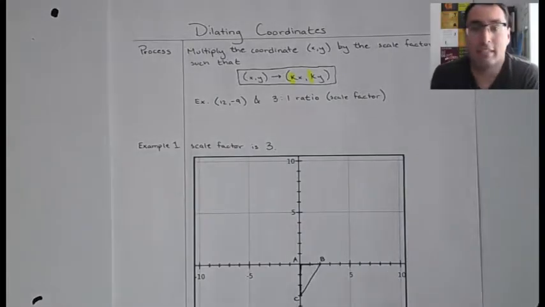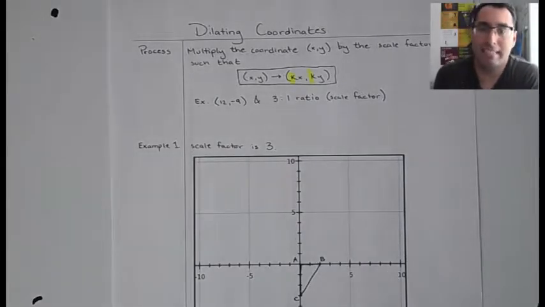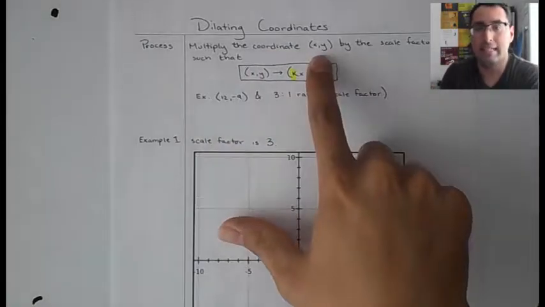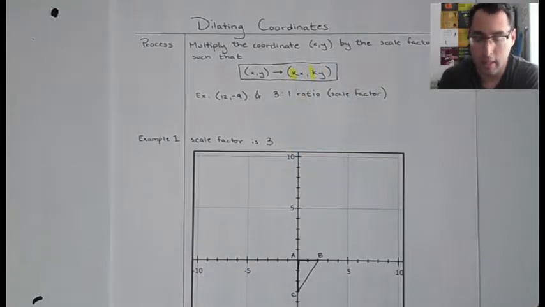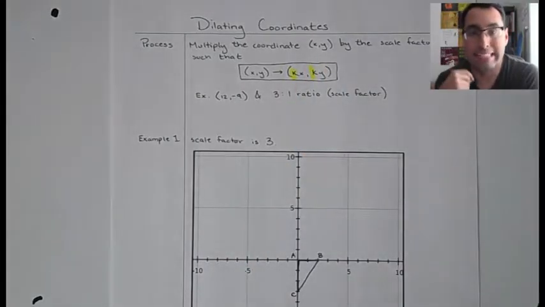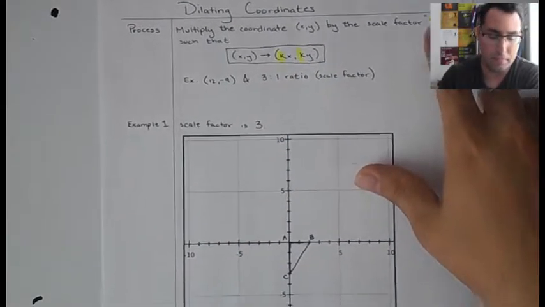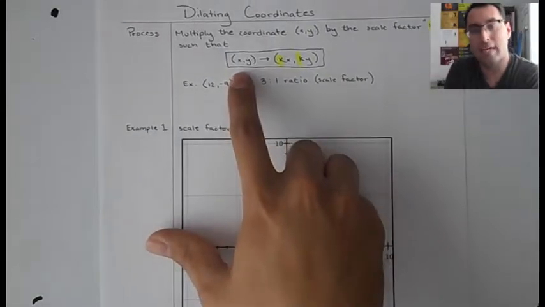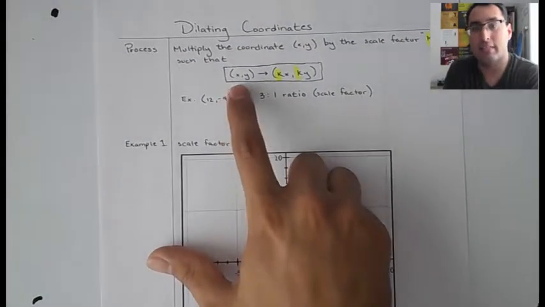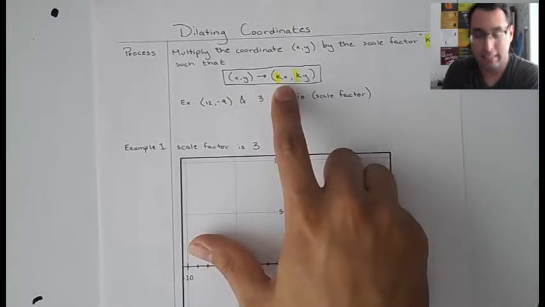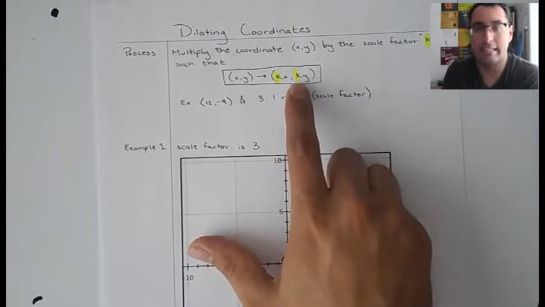Hey class, this video is on dilating coordinates. We talked about dilating in the last notes, but now we're getting into the actual algebra and mechanics of how do you dilate. What you have to do when you dilate is multiply any ordered pair x and y by our scale factor. Our scale factor is noted as k, so instead of x comma y, you're going to have k times x comma k times y.